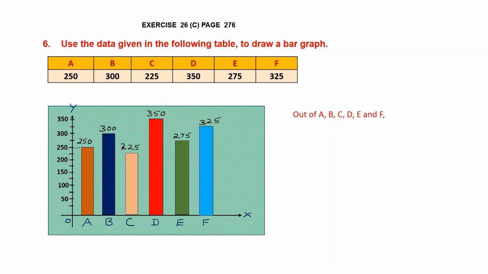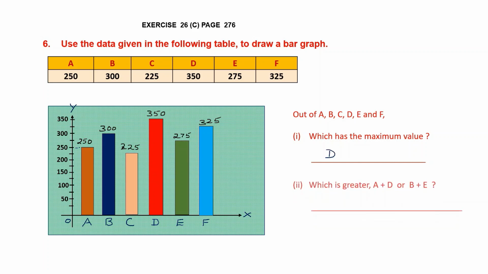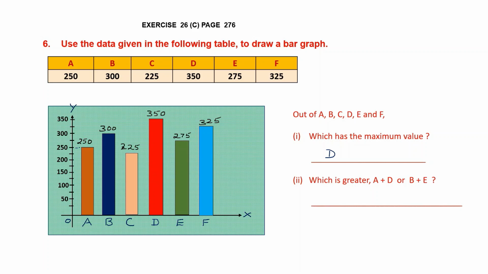Now let's answer some questions. Out of A, B, C, D, E and F, which has the maximum value? As you can see, the maximum value is the one here, right here, and that is D, the bar shown by D. So the answer is D. So let's write down the answer, D. Question 2. Which is greater, A plus D or B plus E?